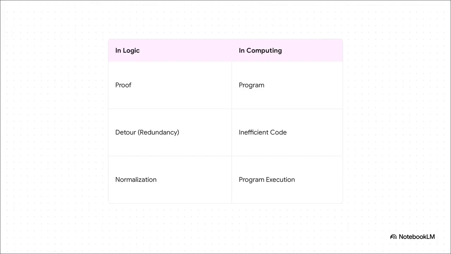This right here is one of the most beautiful and, frankly, mind-blowing ideas in all of computer science. It's called the Curry-Howard Isomorphism. It shows a direct one-to-one link between logic and computing. So a proof? That is a program. A logical redundancy, our little detour, that is just a piece of inefficient code. And here's the kicker. The act of normalization, of simplifying a proof, is mathematically the exact same thing as a computer executing a program. Running your code is literally a process of simplifying it down to a final answer.